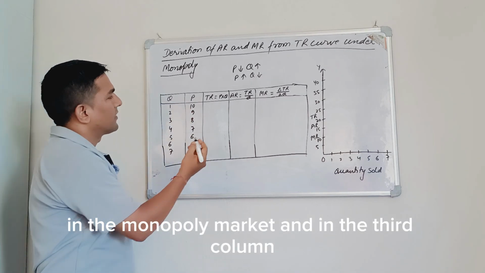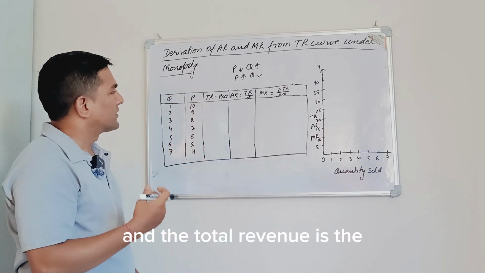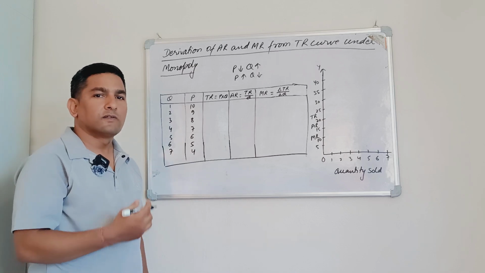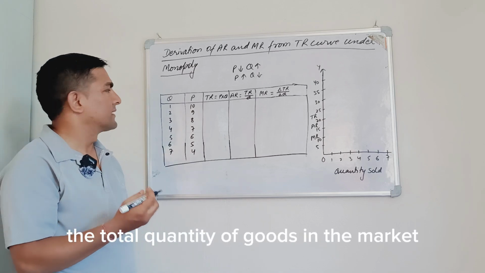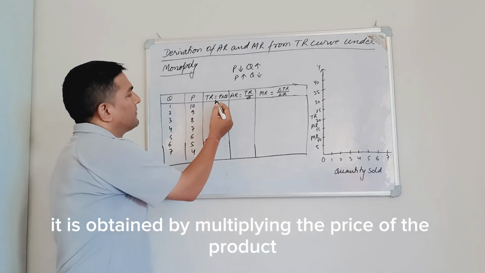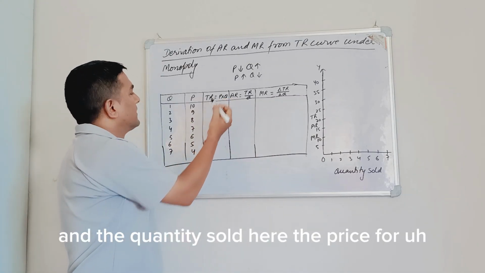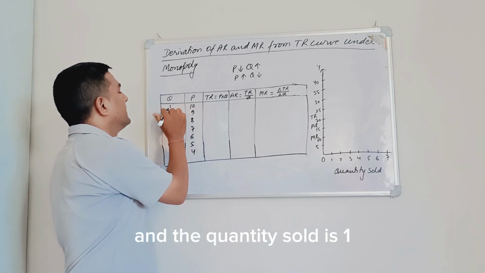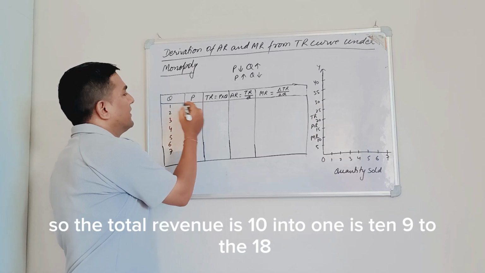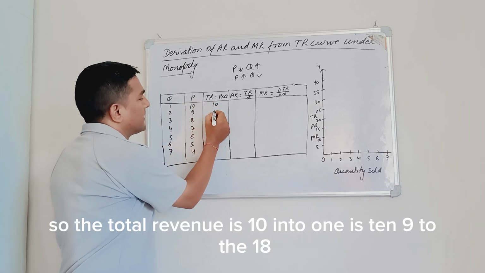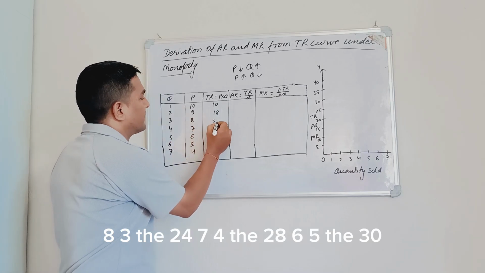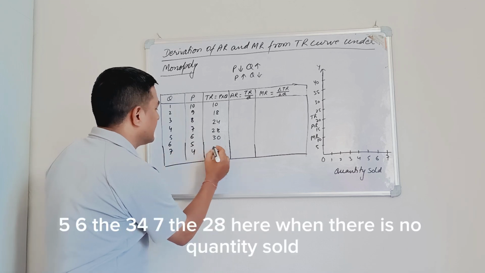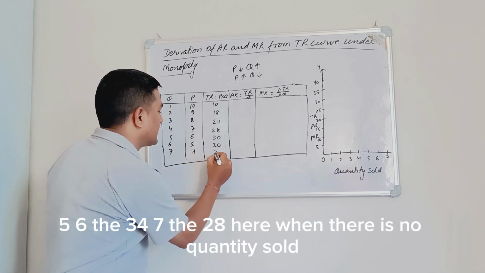market. And in the third column we have the total revenue, and the total revenue is the total amount of money that the monopolist receives by selling the total quantity of goods in the market. So it is obtained by multiplying the price of the product and the quantity sold. Here the price of the first unit of the commodity is rupees 10 and the quantity sold is 1. So the total revenue is 10 into 1, which is 10. 9 into 2 is 18. 8 into 3 is 24. 7 into 4 is 28. 6 into 5 is 30. 5 into 6 is 30. 4 into 7 is 28.